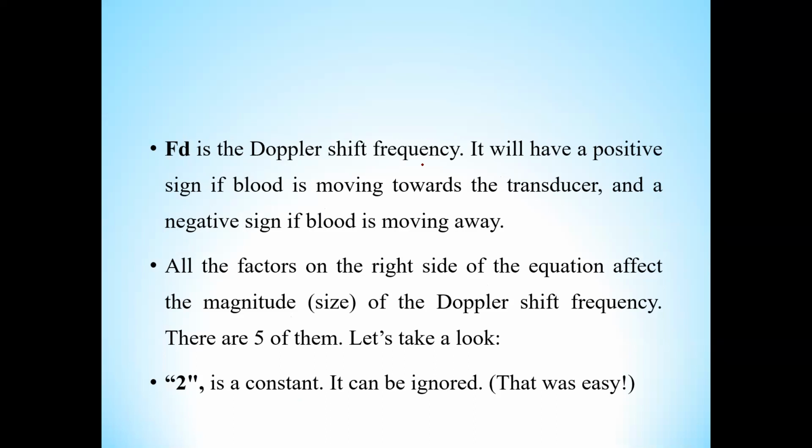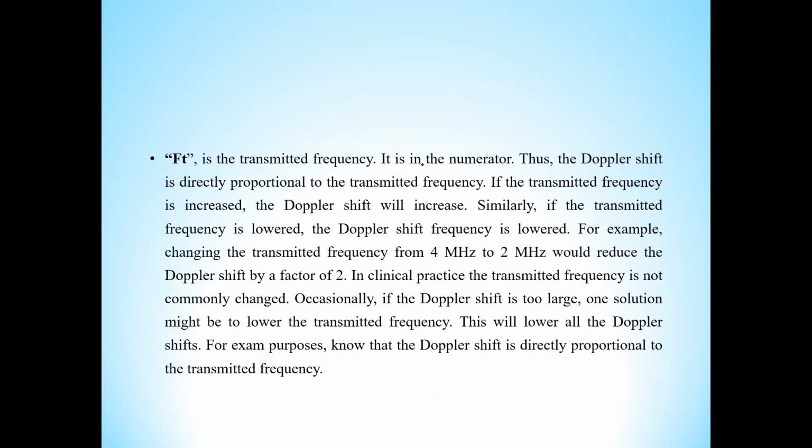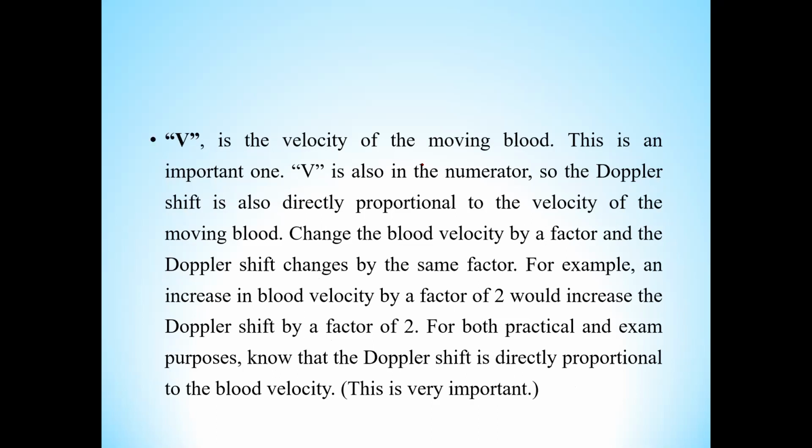Doppler shift frequency will be positive if the blood is moving towards the transducer, and will be negative if the moving reflector is moving away from the transducer. All the factors on the right side of the equation affect the magnitude of the Doppler shift frequency. There are 5 of them. We have already taken a look at that, so we need not look at that again.